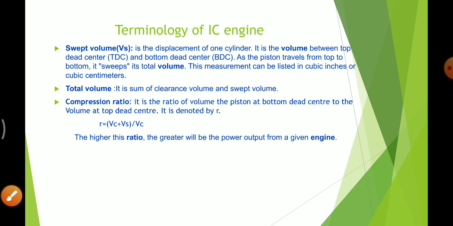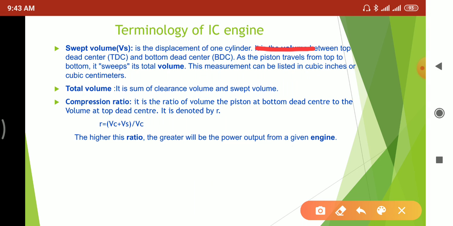Here it is the volume between top dead center and bottom dead center as the piston travels from top to bottom. It means it sweeps the total volume between TDC and BDC, which is called swept volume. This measurement can be listed in cubic inches or cubic millimeters. You can also say CC, meaning cubic centimeters. It is in terms of measure.